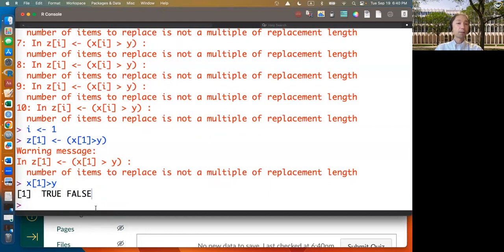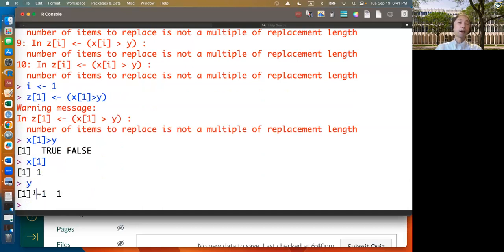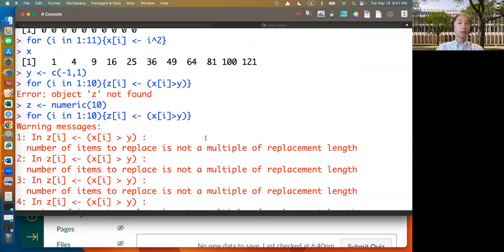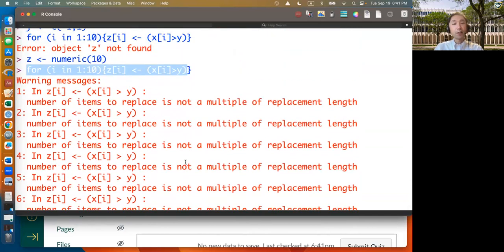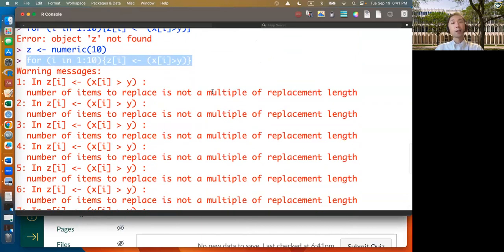And why do we have two outputs? Then further, we can just type x of 1. So this is one number, but y has two numbers. So we are comparing one number to two numbers. That is strange, and that is basically the source of these warning messages. So if you type this one and you immediately see these 10 warning messages, then you cannot really see what's wrong with it. But if you decompose this into simpler pieces, then you can see what your problem is.